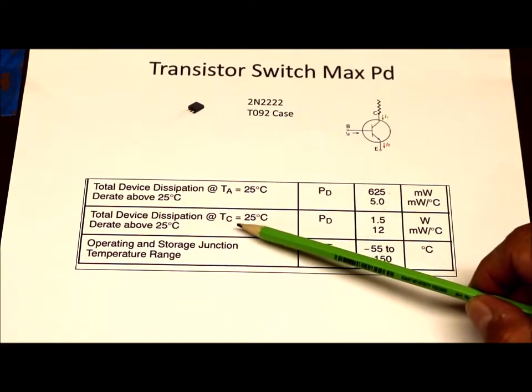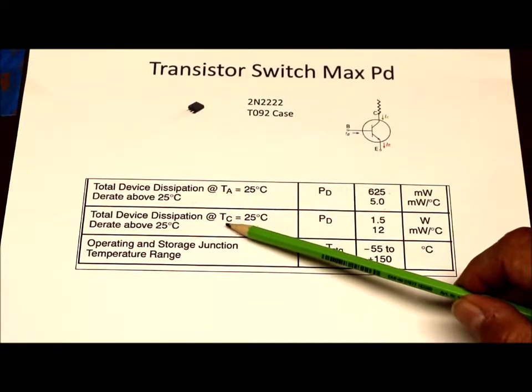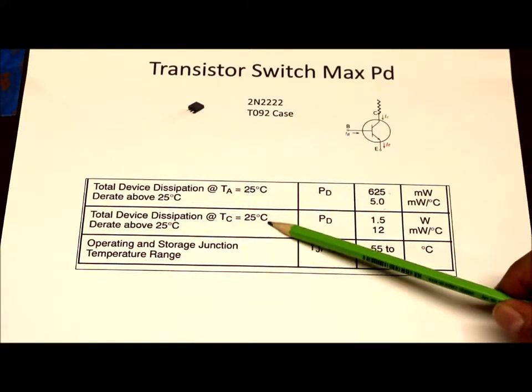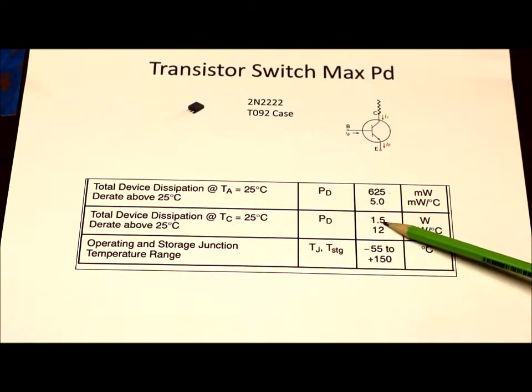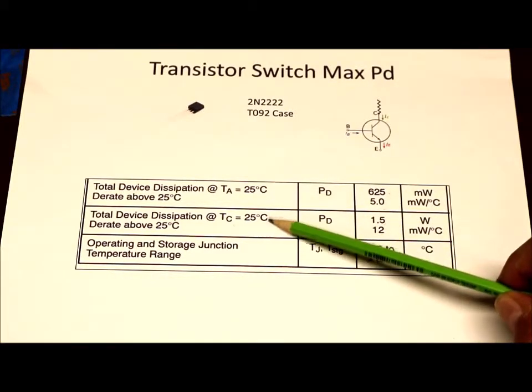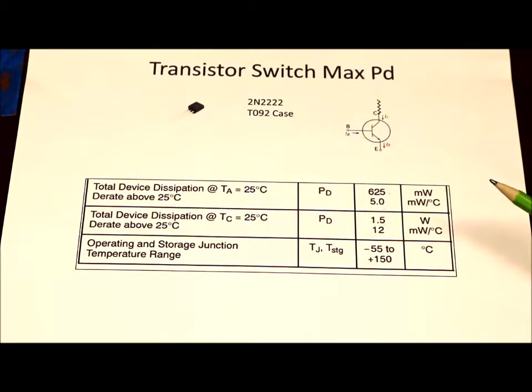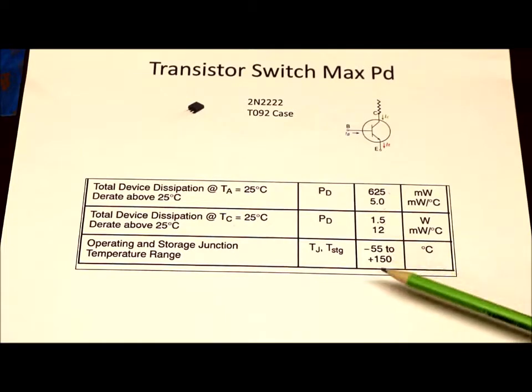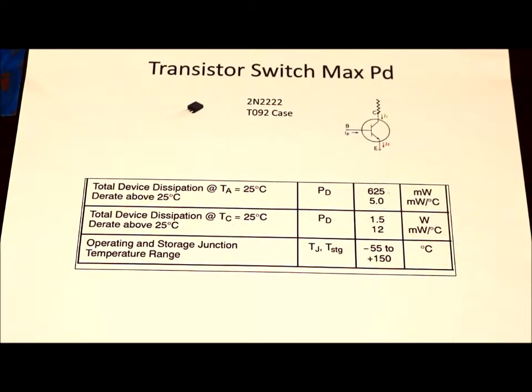They also have a metric here, which is the total device dissipation if you keep the case at 25C, and that's 1.5 watts, more than twice the amount. But you have to keep the case at 25C somehow, and that's the problem. If you're above 25C for the case, then you derate it by 12 milliwatts per degree C. And again, the operating and storage junction temperature range in this case is 150 degrees C.